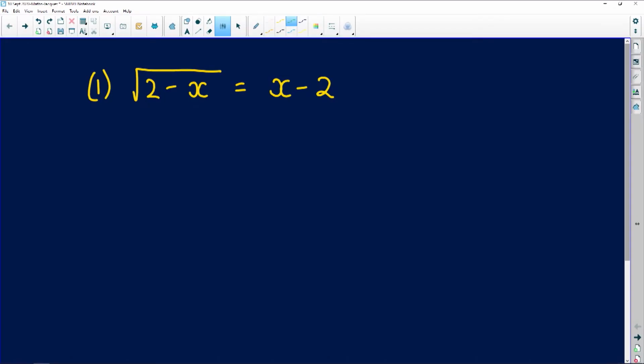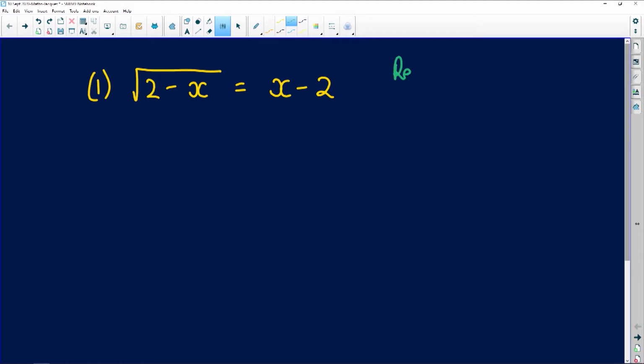We have the square root of 2 minus x, which is equal to x minus 2. Now, folks, on the outset, you can see the only difference we have here is that one side has positive 2 minus x and the other side has x minus 2. So that should help us tremendously in solving this problem.